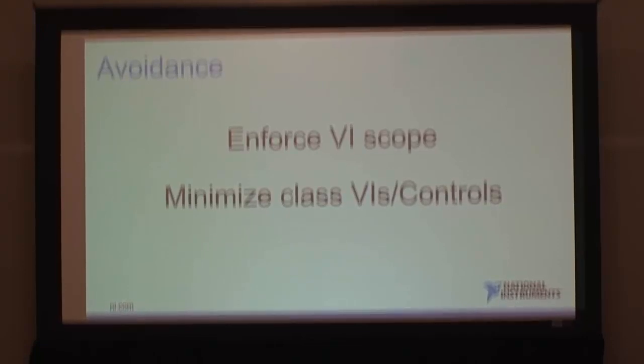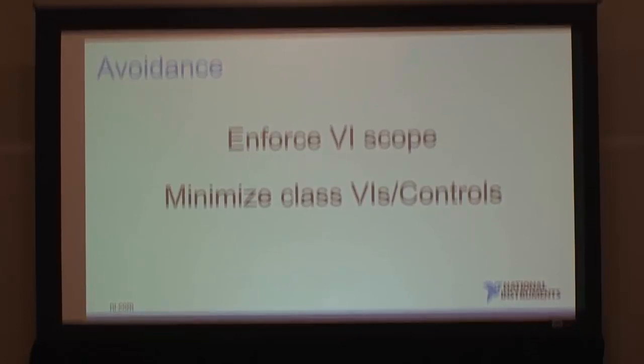If you want to avoid this up front and not have to go into the VI hierarchy or backtrack and look at where your dependencies are, there are two pretty easy things to do that are official best practices in OO development. First, enforcing VI scope. If you enforce private scope on VIs that should be private, then you'll avoid having them called outside your class and causing a dependency in that way.